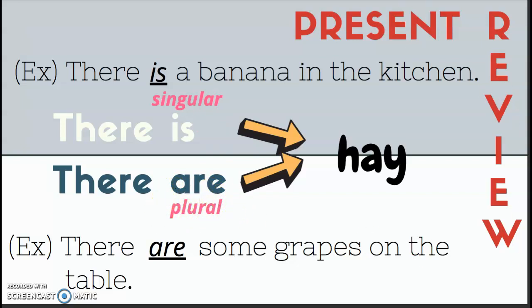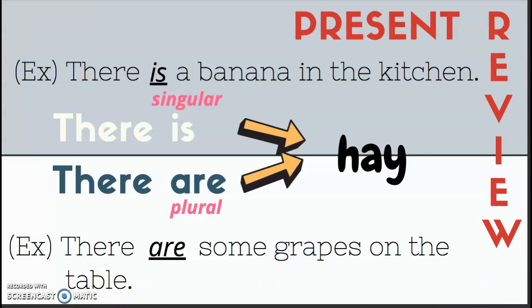So, for example, there is a banana in the kitchen. Singular, there is only one. And plural, there are some grapes on the table. Plural, right?